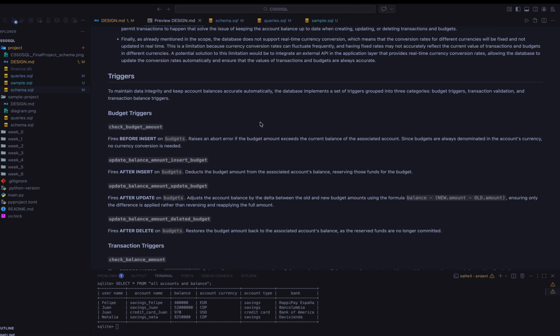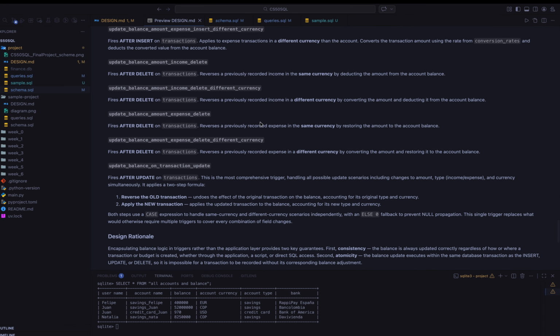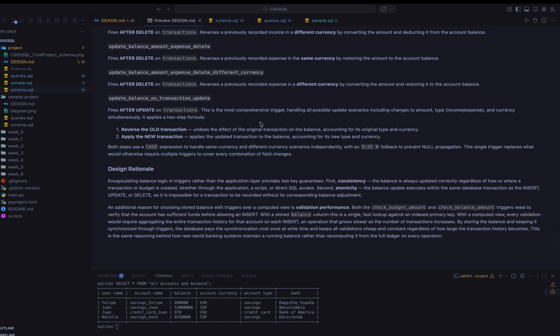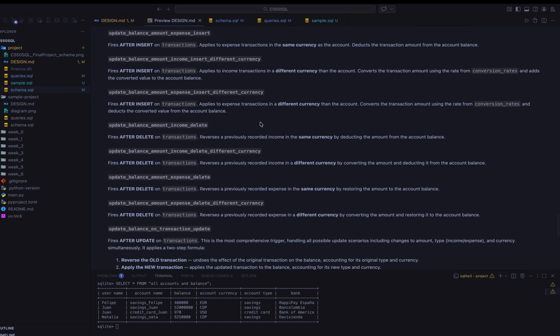So that's why I decided to use triggers, even though it was a pain to create them because there are a lot. But I think it's worth it, because moving forward, my application will not need to worry about calculating the balance and everything. All of that is being handled by my database using these triggers. And that's the idea behind these triggers.